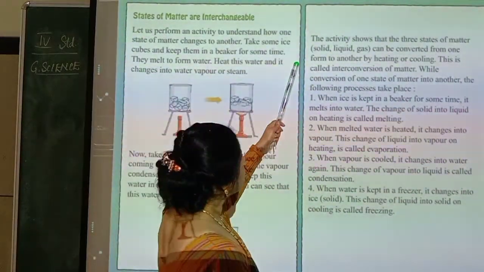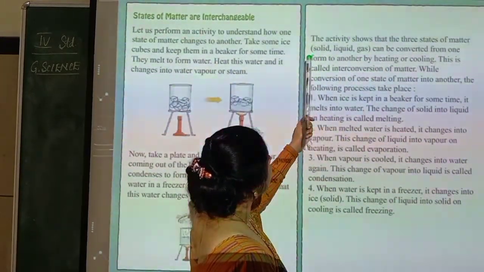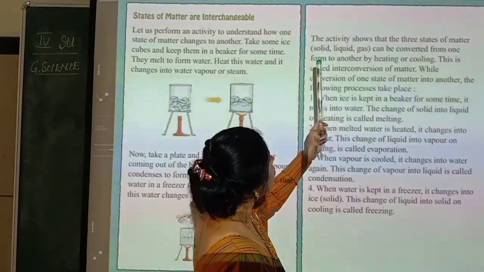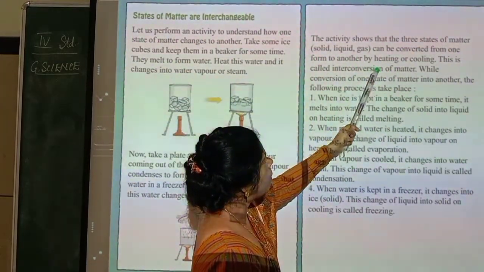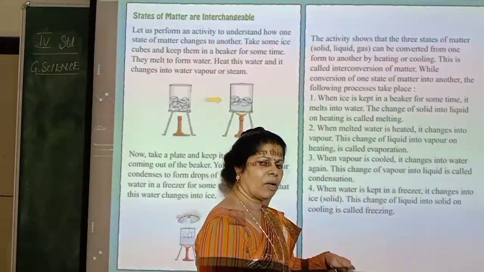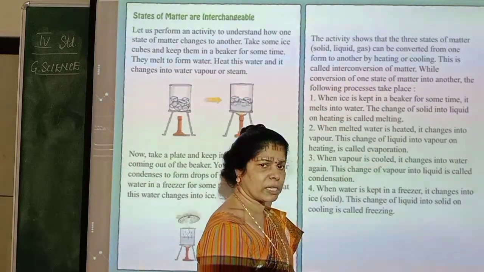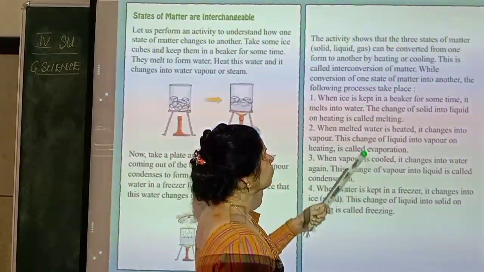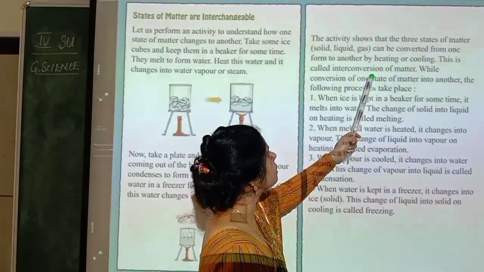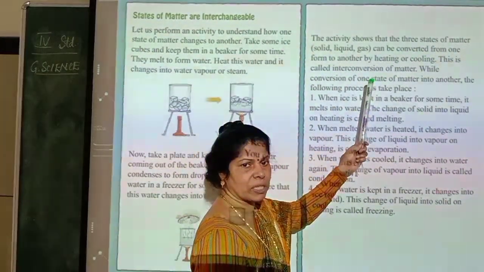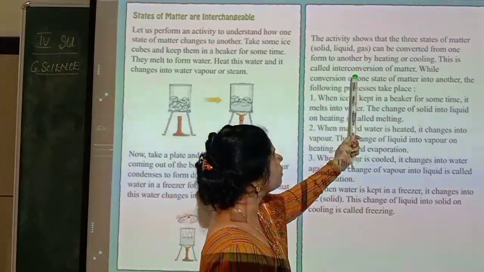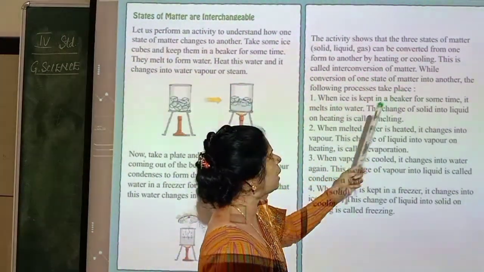Now the activity shows that the three states of matter, solid, liquid, gas, can be converted from one form to another by heating or cooling. Isn't it? By heating also it changes. By cooling also the state of matter is going to change. This is called interconversion of matter. So there is a conversion from one state to the other state. That is called conversion. So it is called interconversion of matter.